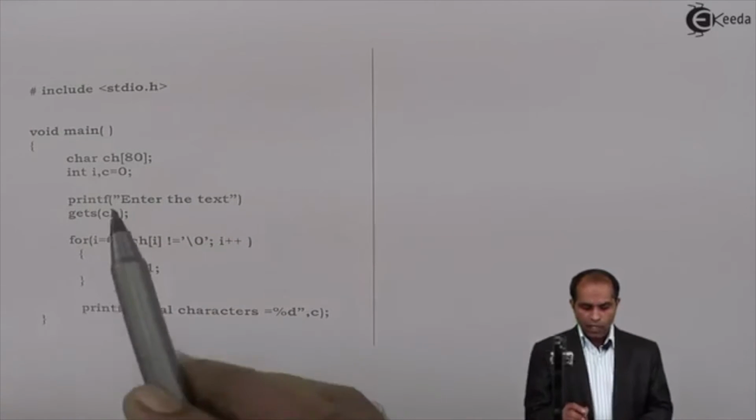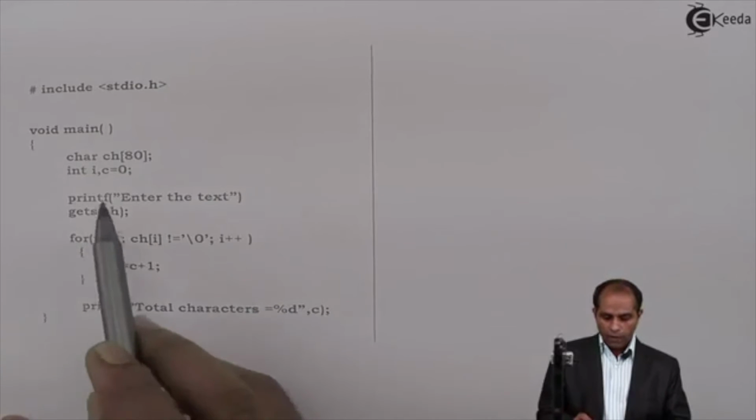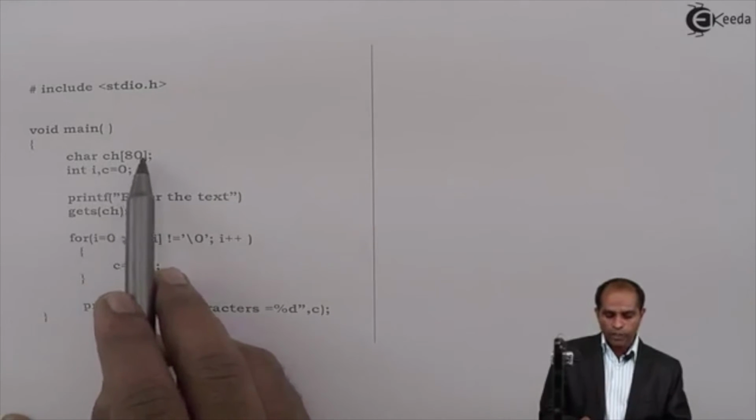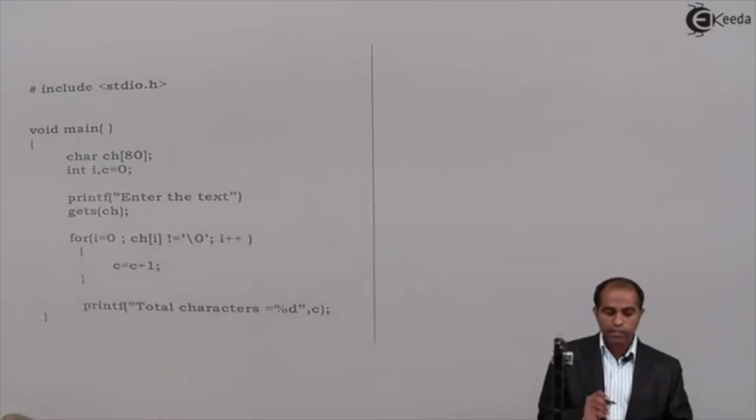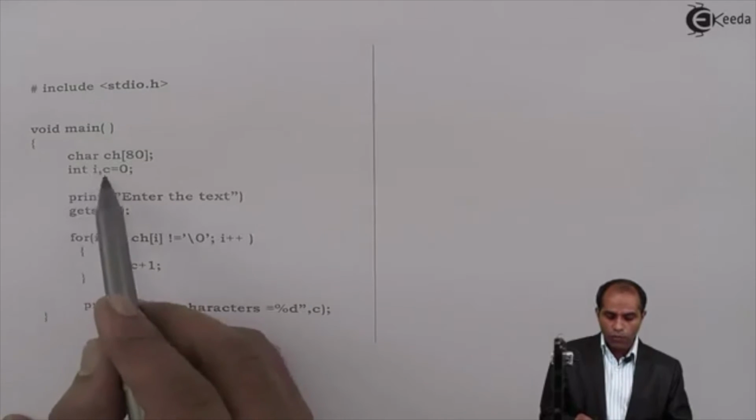Now see, I've defined the header file str.h. Now I'll ask the user to define a character array. Let me define a character array ch of 80, int i and c equal to 0. i is a loop variable, c equal to 0.